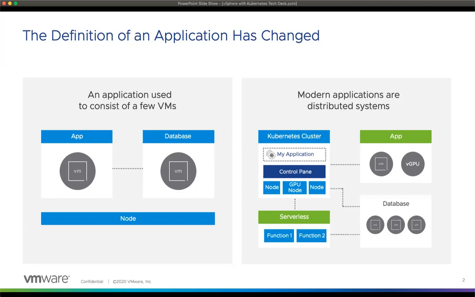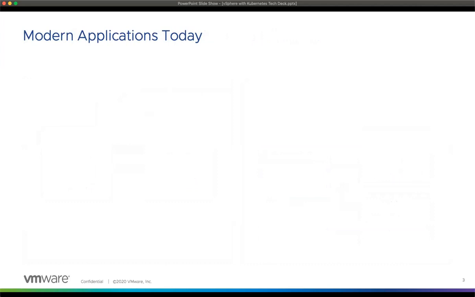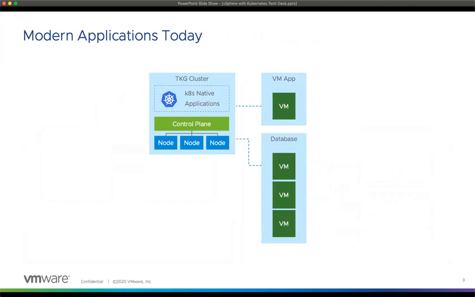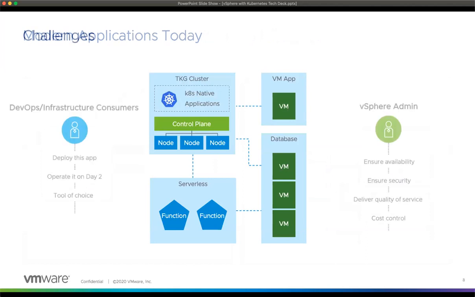I might have some systems that are running just serverless functions. I might have virtual machines, vGPUs, HANA databases. Everything is getting all jumbled all over the place. So if we break down Kubernetes native applications, we're talking about a control plane and worker nodes that the containers then run on. In VMware, that's a Tanzu Kubernetes Grid cluster. That's what a lot of folks are using today. But I might have virtual machines, as I mentioned earlier, databases and serverless functions.